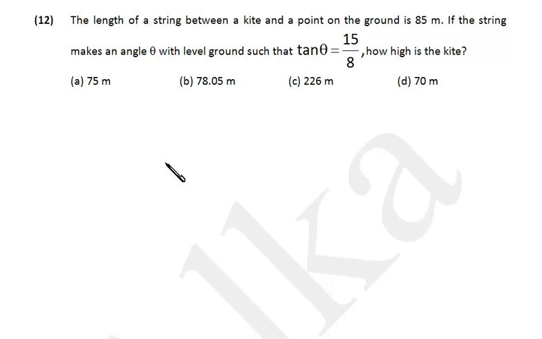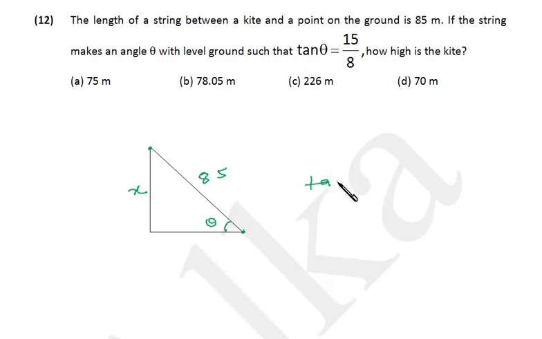In this case, the length of a string between a kite and a point on the ground is 85 meters. If the string makes an angle theta with the level ground such that tan theta is equal to 15 by 8, how high is the kite? First of all, let's draw the diagram. We have to find this height. This is angle theta. The length of string between the kite and the point on the ground is 85 meters, and tan theta is 15 by 8. So we have to find this.